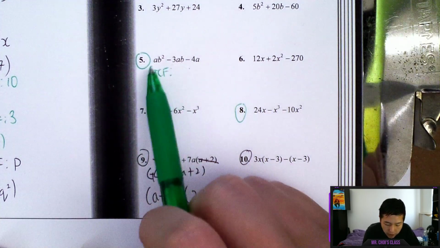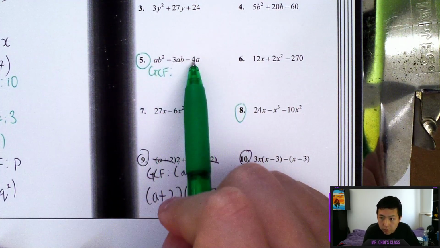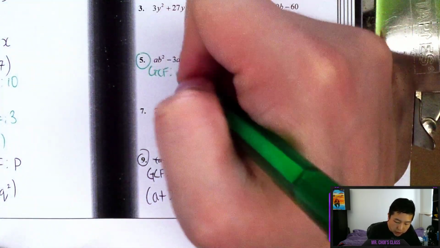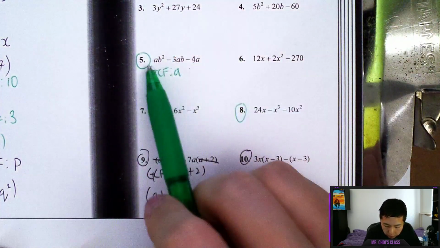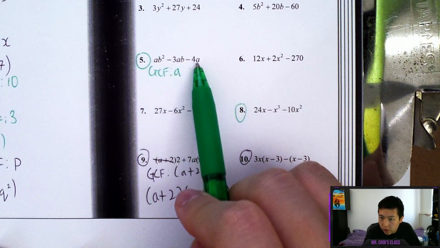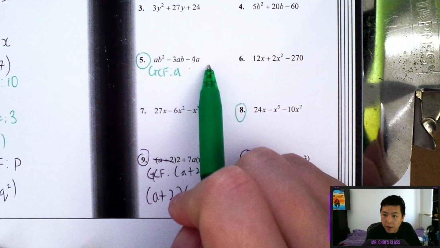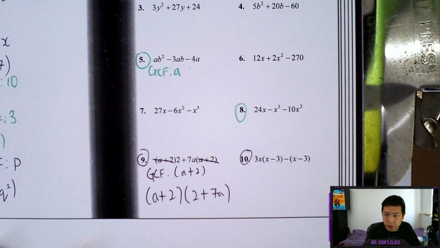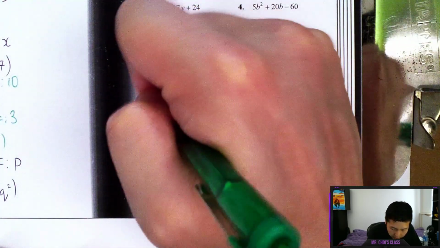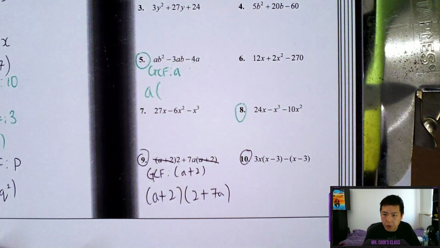Then we look at the variables. A. Is A present in all of them? Yes, which means we do take out A, and the smallest exponent for A is 1, right? So we're just going to take out an A. For B, not all of them have B, so the GCF must just be A. So we're going to take out an A, and we're going to go through each one.